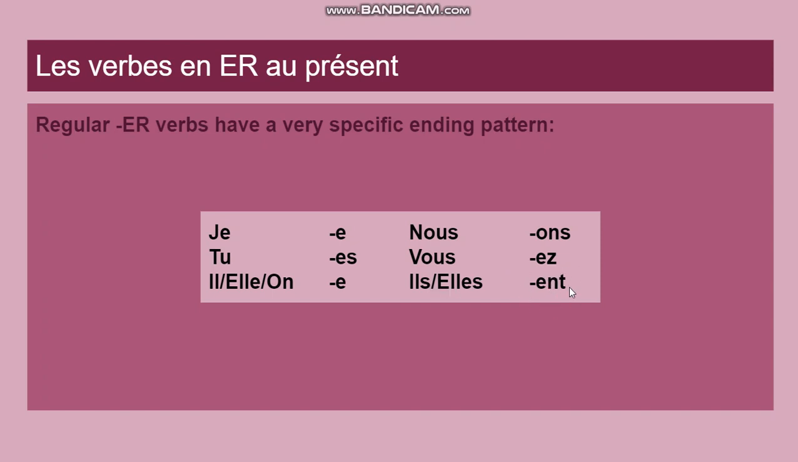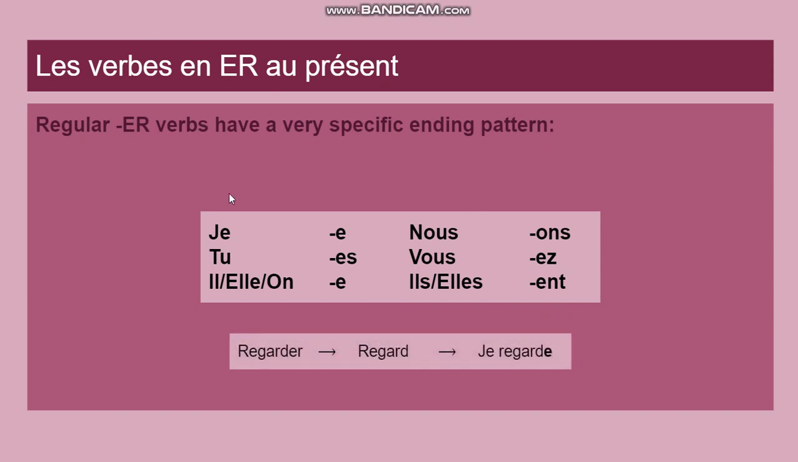Now I'm going to explain to you how this works in a second. But for right now, let's just do the je conjugation for the verb regarder. So we're going to take regarder, we're going to take off this ER, we'll have this stem, and then we'll add our ending. So je regarde means I look at.